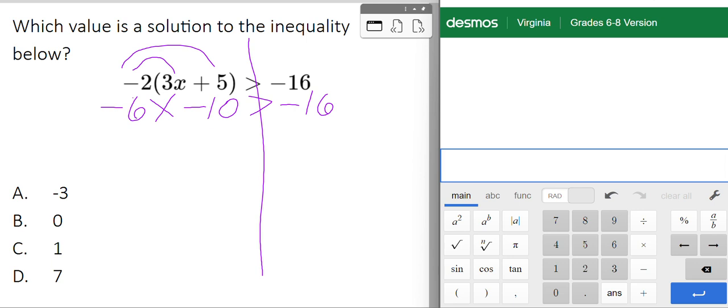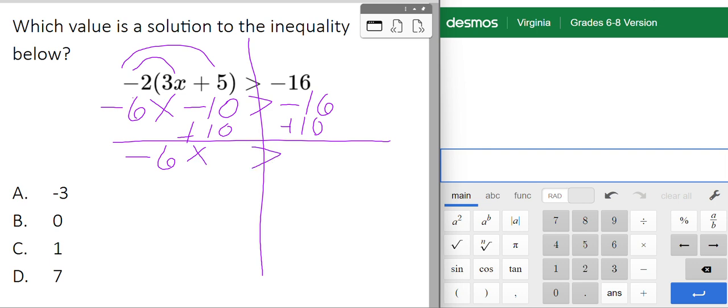All right, so I'm going to keep going. I've got negative 6x minus 10 greater than negative 16. So the first thing I'm going to do is add 10 to each side. So negative 6x comes down greater than, and negative 16 plus 10 is negative 6.